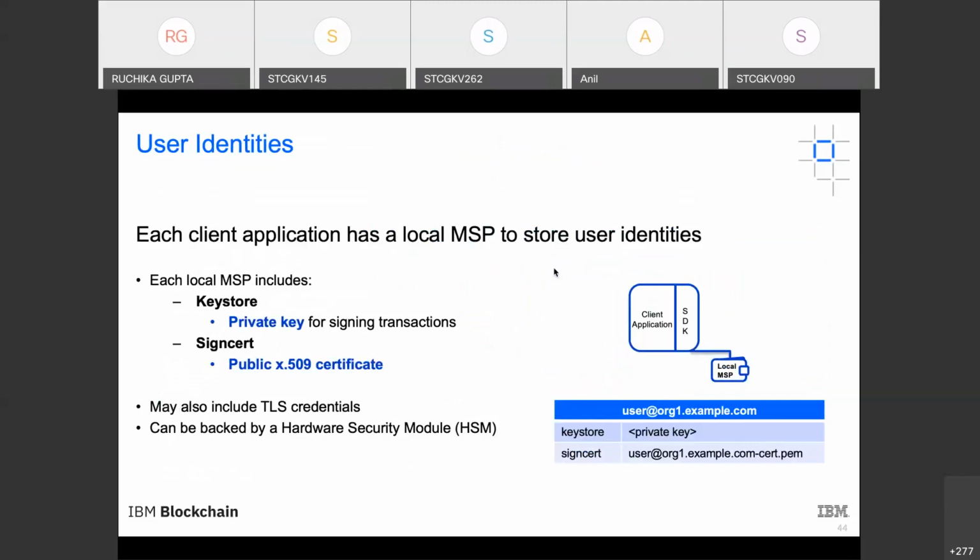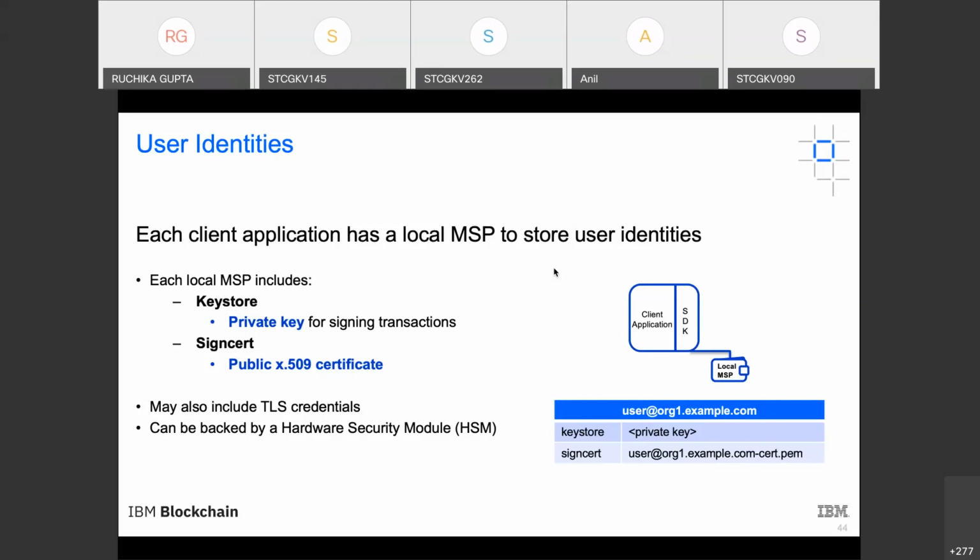So generally, this is how the identities get stored. You always have a key store, which is the private key, and then you have a sign-cert. And for your backup, you can decide how you want to back it up. As I said, you can do it in a hardware security module. And also, when you're creating your network, you can use TLS. The connectivity can be via TLS. So that also can be done, and that would be a specification in one of those configuration files that I was talking about.